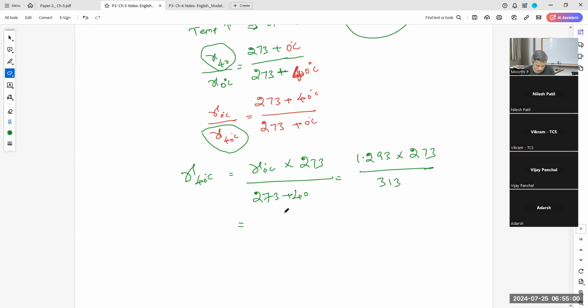1.293 into 273 divided by 313. It is 1.127, na? Yes, 1.1278. Don't assume the value, because you will get a wrong value. Okay, what is the unit? Very important. Density, what is the unit? Density, always remember, kg per meter cube.